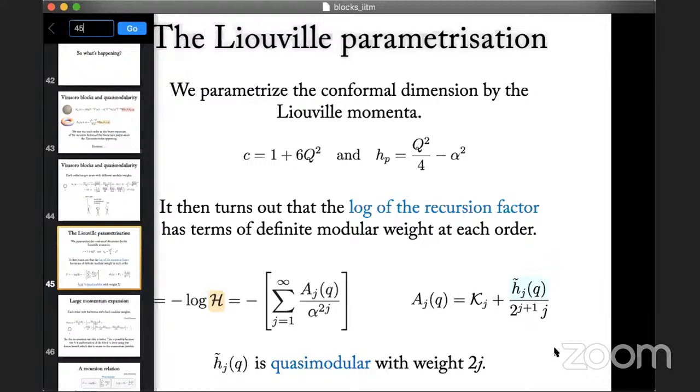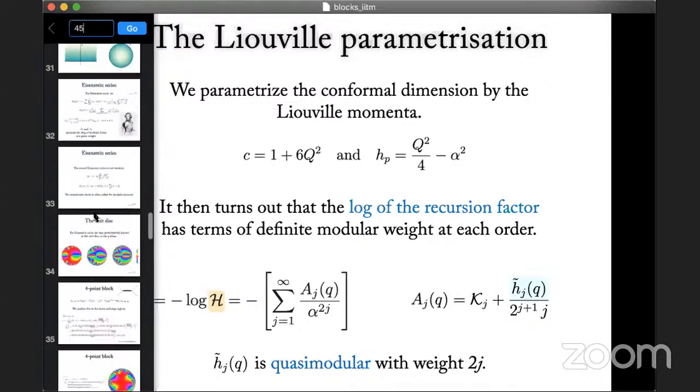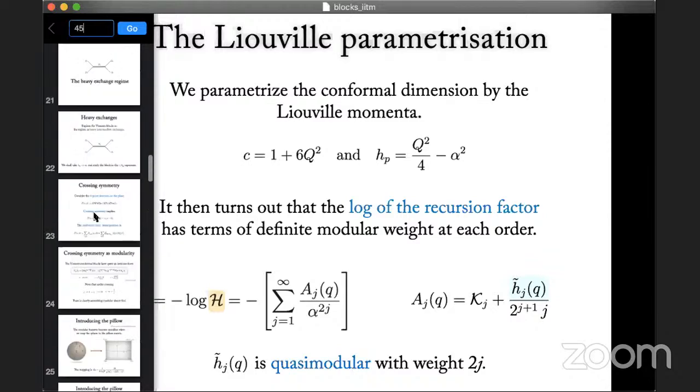Shouvik, can I ask you about this ETH thing? What kind of large C CFTs will satisfy ETH? Do you have an answer to that?